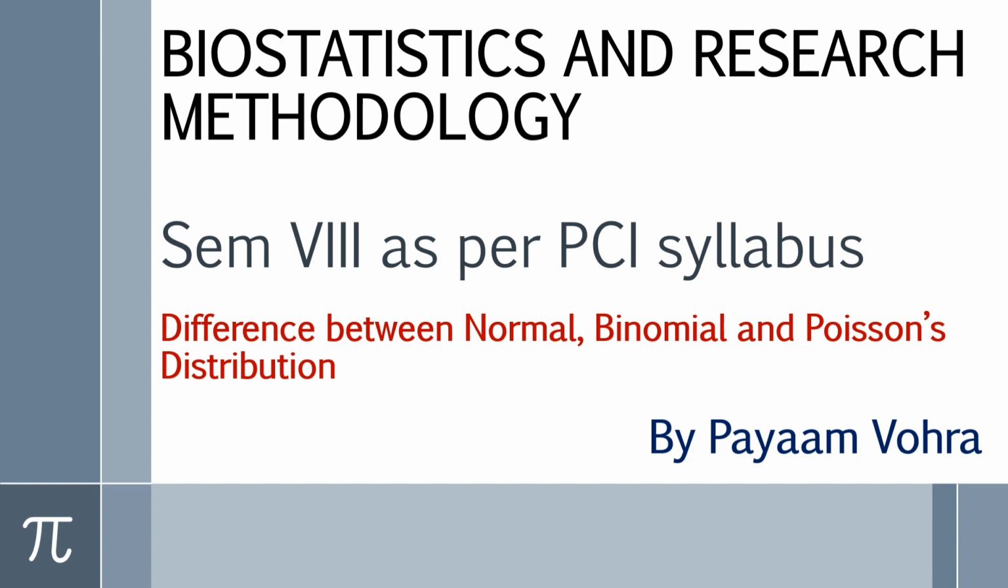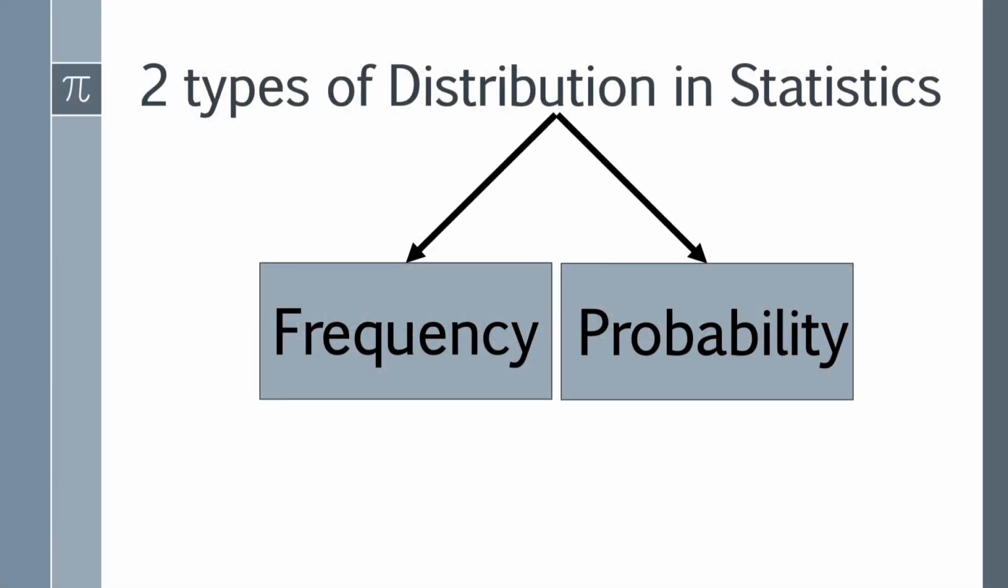I will be giving a small briefing about the difference between normal, binomial and Poisson's distribution, which is included in your B Pharmacy Semester 8 Biostatistics and Research Methodology as per the PCI syllabus. So firstly, speaking about the distribution in statistics.